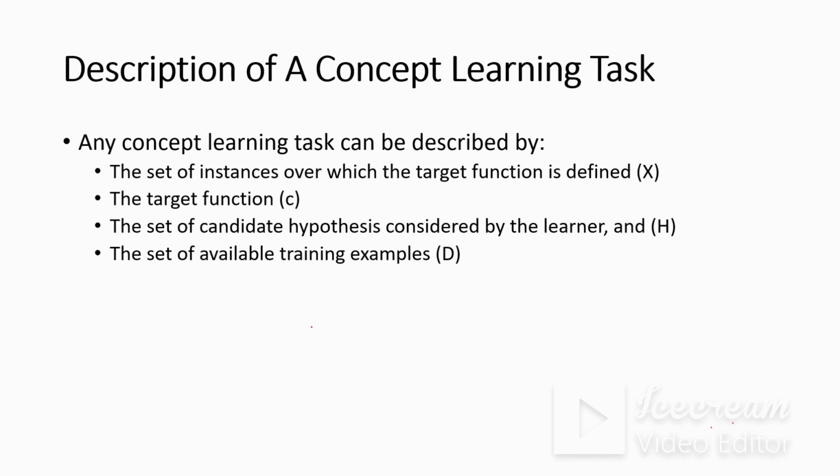Now moving on, any concept learning task can be described by these 4 components. The first one is the set of instances over which the target function is defined, represented by capital X. The second one is the target function, which is represented by small c. Then the set of candidate hypotheses considered by the learner, which is represented by capital H. And finally, the available training examples, which is represented by capital D.